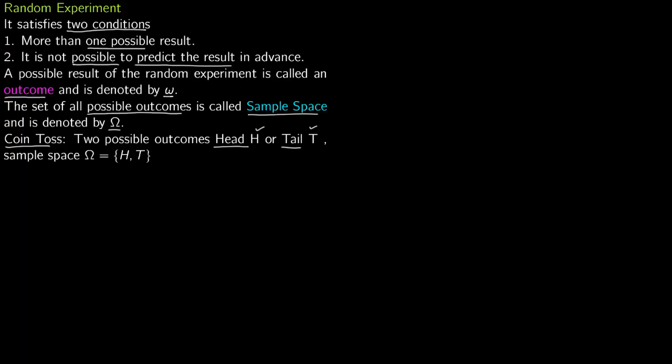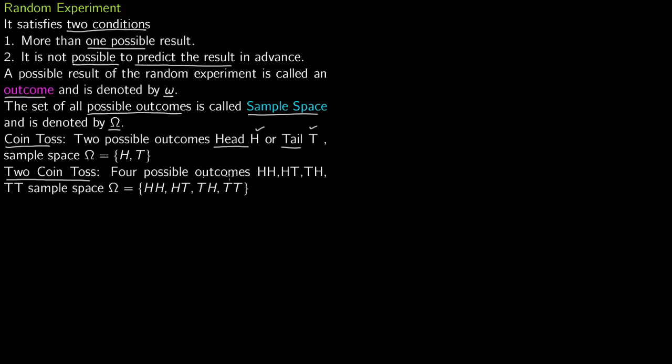Now we talk about two coin toss. Now there are four possible outcomes. The first coin shows head, the second coin also shows head; the first coin shows head, the second coin shows tail; the first coin shows tail, the second coin shows head; then the first coin shows tail, and the second coin also shows tail. So these are the four possible outcomes, and then you take all these four outcomes, the set of all possible outcomes, and this becomes the sample space. So this capital omega is the sample space.